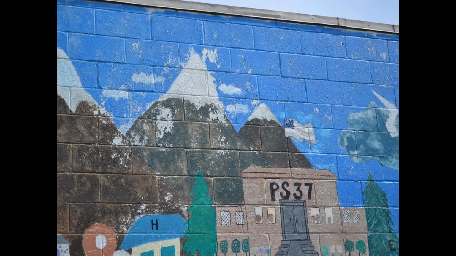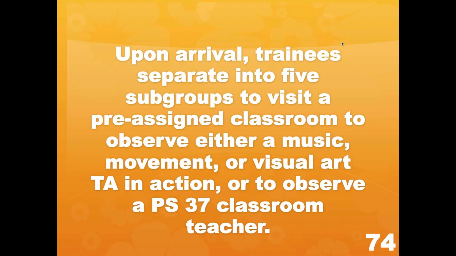And here we are, outside PS 37 in Staten Island. Upon arrival, trainees separate into 5 subgroups to visit a pre-assigned classroom in order to observe either a music, a movement, or a visual art teaching artist in action. Or one group will be sent to observe a PS 37 classroom teacher in action.